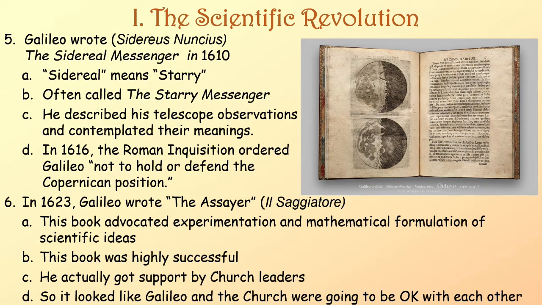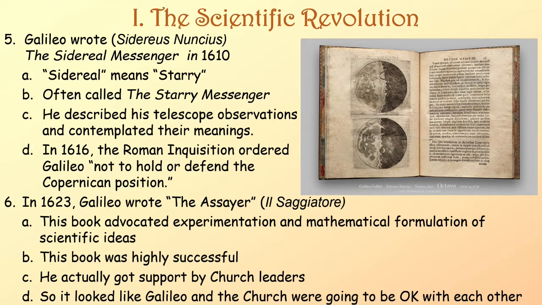Galileo wrote a book called The Sidereal Messenger in 1610. Sidereal means starry, and often this book is called The Starry Messenger. It's all the same book. And in this book, he described his telescope observations, and he contemplated their meanings. And in 1616, the Roman Inquisition ordered Galileo, quote, not to hold or defend the Copernican position.